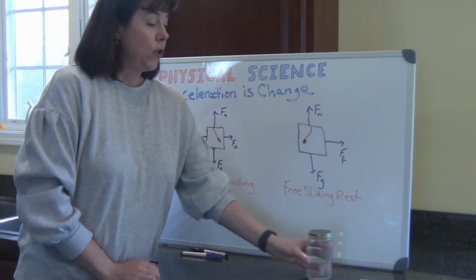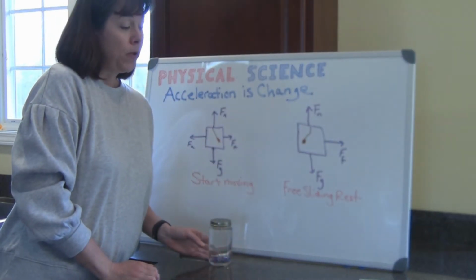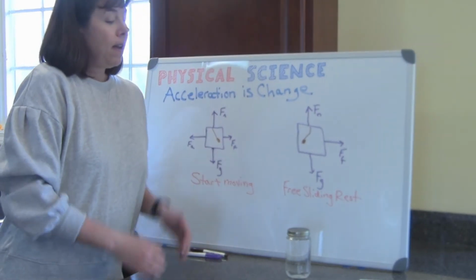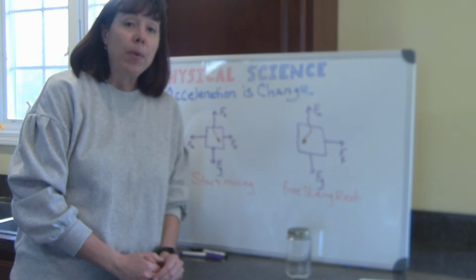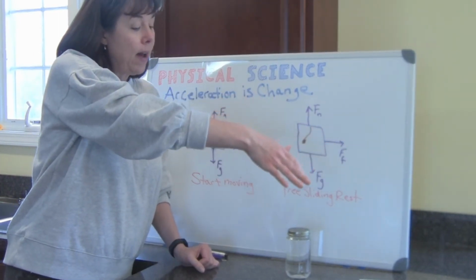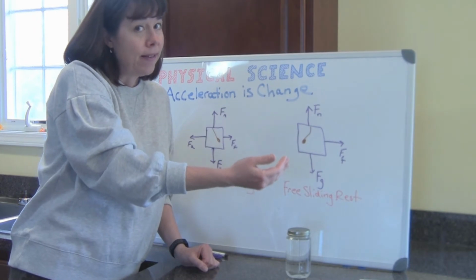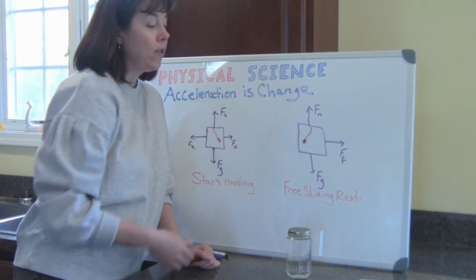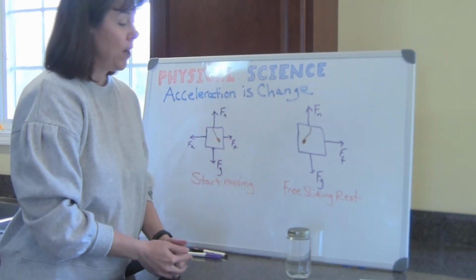In the second situation, you are to observe the jar coming to a free sliding rest. Again, you do see the paperclip move. It swings out away when the jar comes to a stop, which, by the way, slowing down is acceleration. And then the string and the paperclip swing back to its original vertical position.